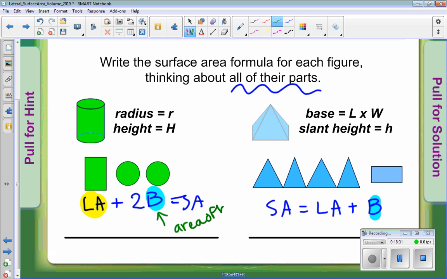Now, we do know that the base could be a pentagon. It could be a circle. It could be a lot of different shapes, right? So we have to remember we're going to have to take what we learned about area of regular polygons, dividing them up into triangles. Remember all that from a couple weeks ago? That's going to come back to us now, okay, when we find surface area.